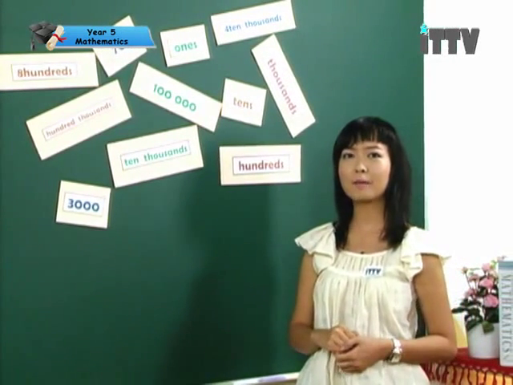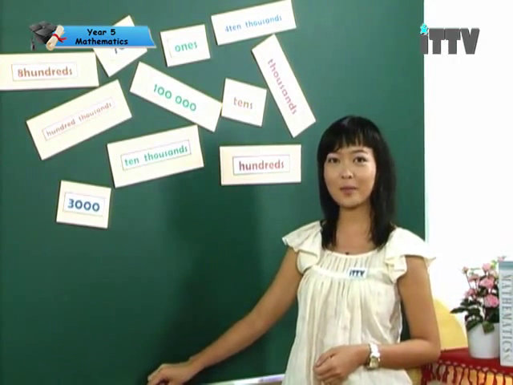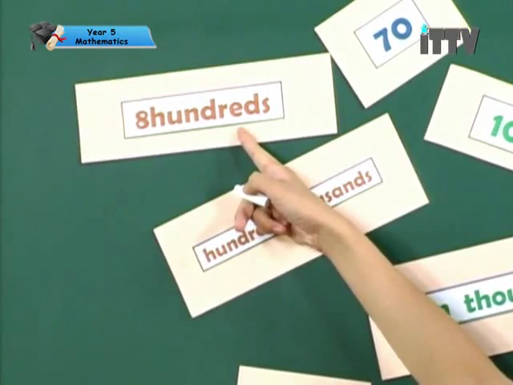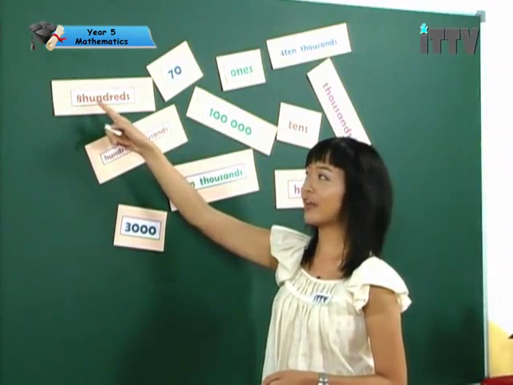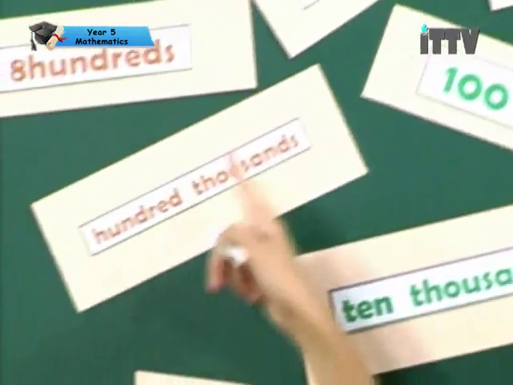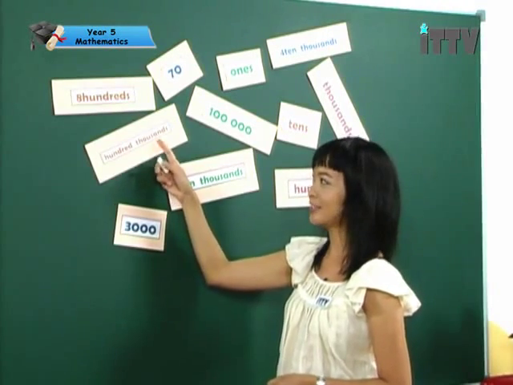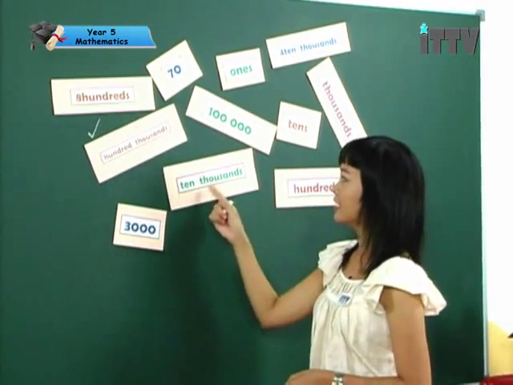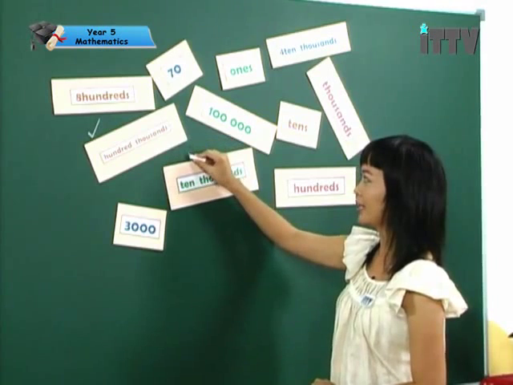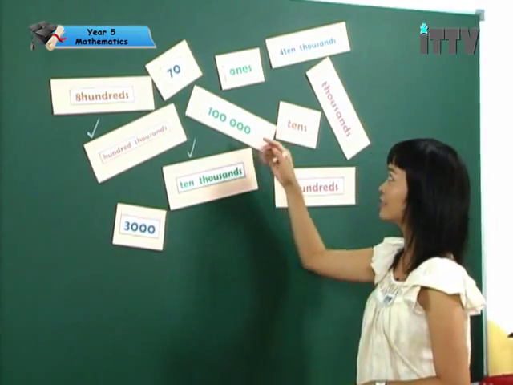Now the question wants us to find place value. Can you help me find all the place values here? Let's go through one by one. 800s. Is this a place value? Nah, it is a digit value. How about 70? Nope, digit value. 100,000s. Yes, this is a place value. Let's put a tick next to it. 10,000s. Place value or digit value? Yes, this is a place value. 3,000. Digit value again? Nope, we are going to put that aside.